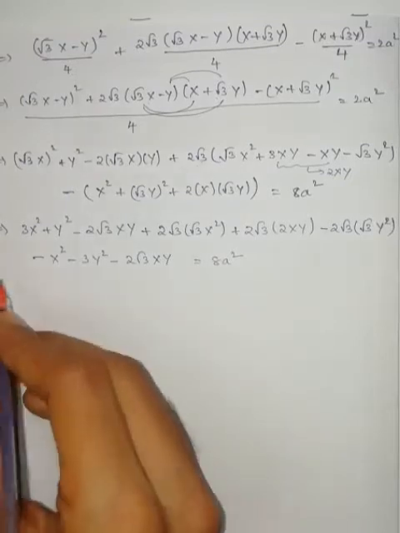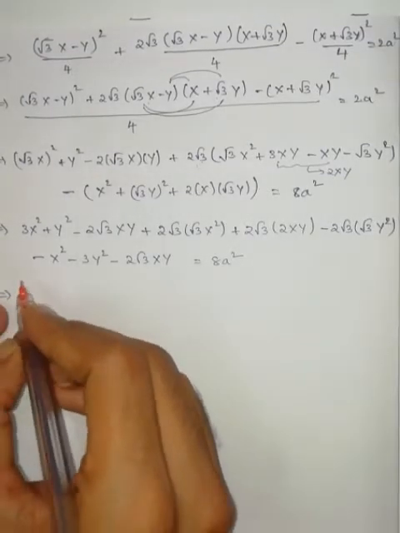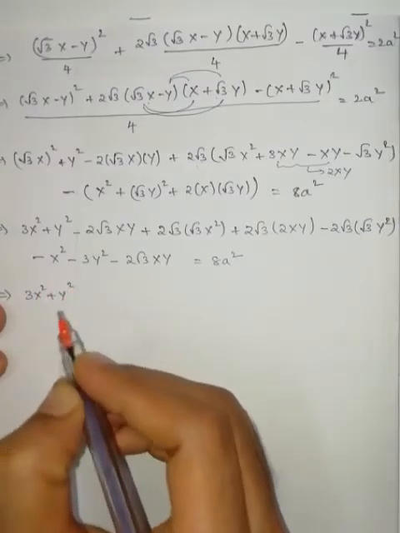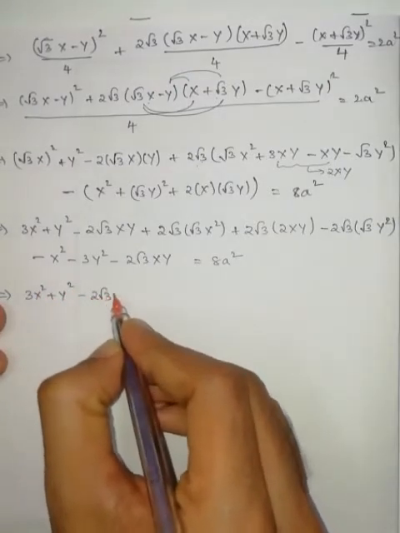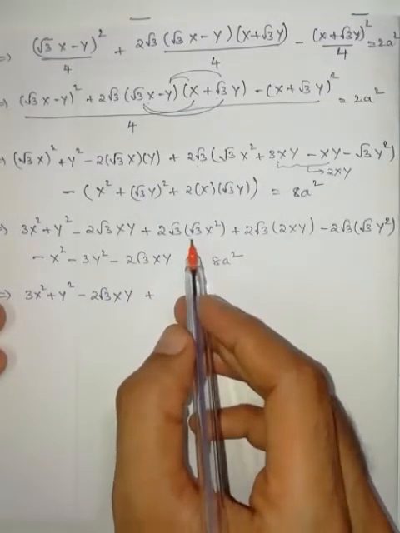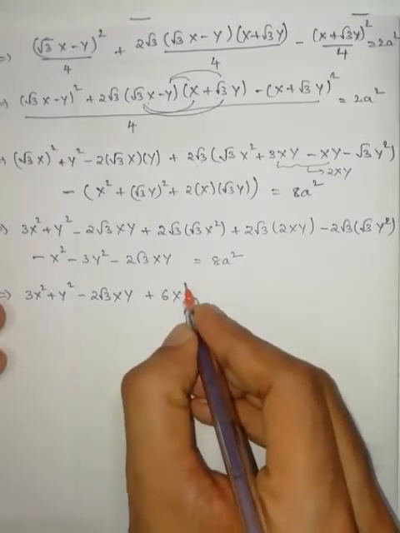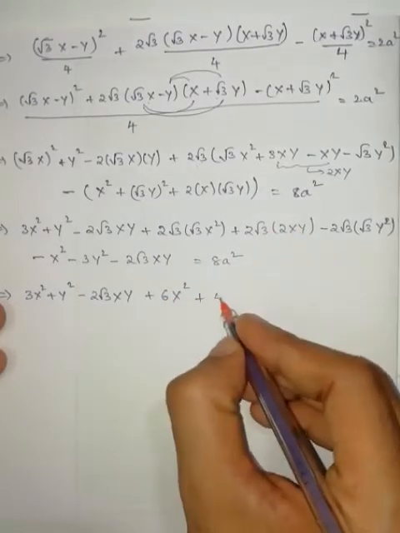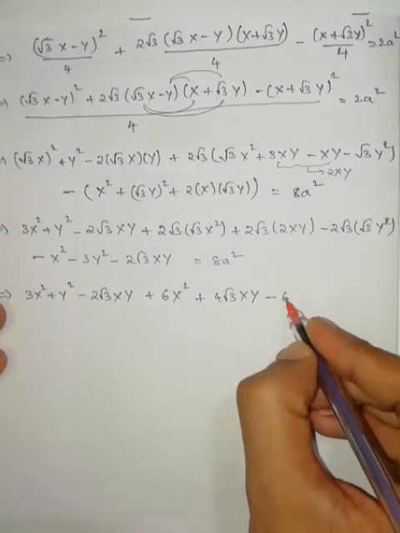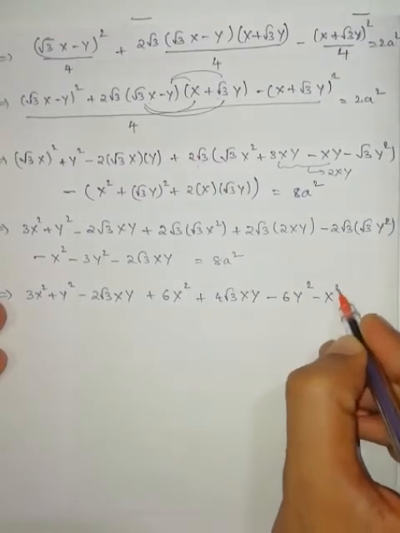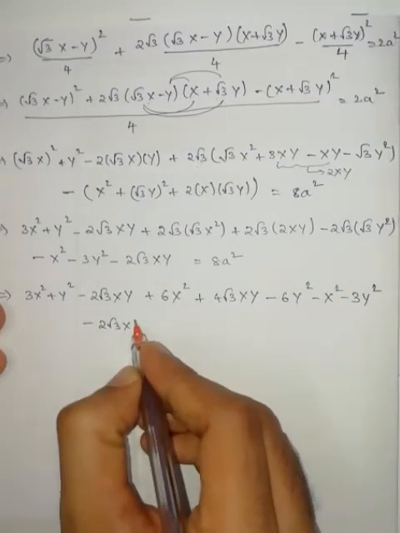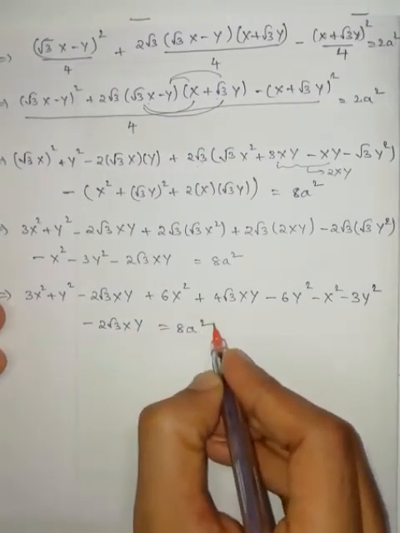Now 3X square plus Y square minus 2 root 3 XY plus root 3 into root 3 is 3, 3 into 2 is 6X square plus 4 root 3 XY minus 6Y square, minus X square minus 3Y square minus 2 root 3 XY is equal to 8a square.